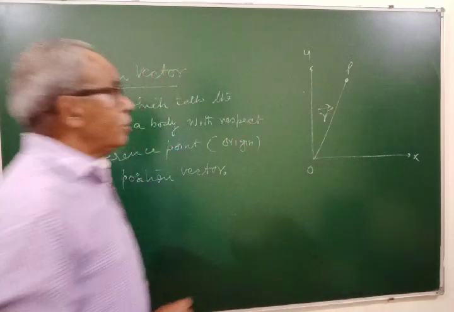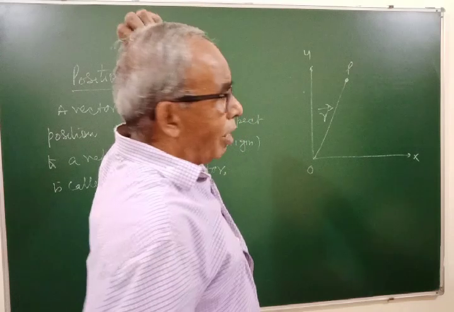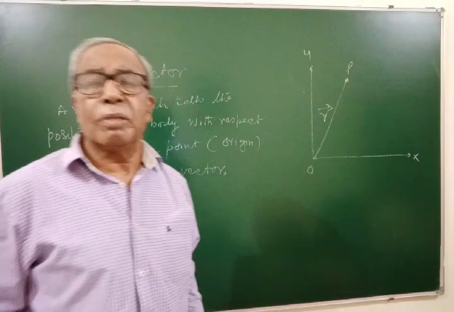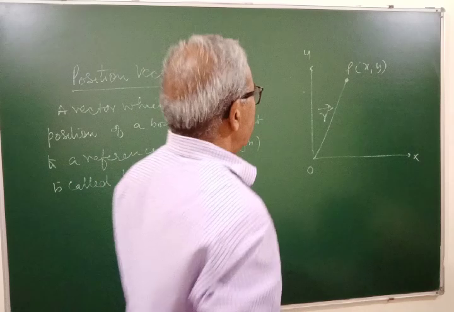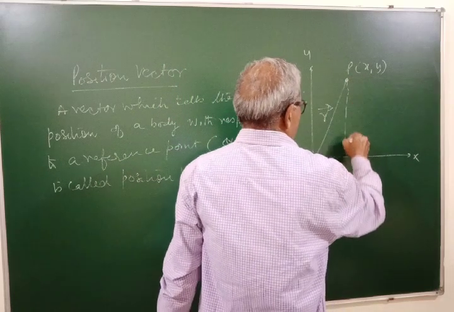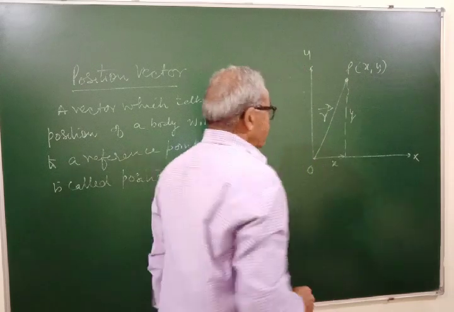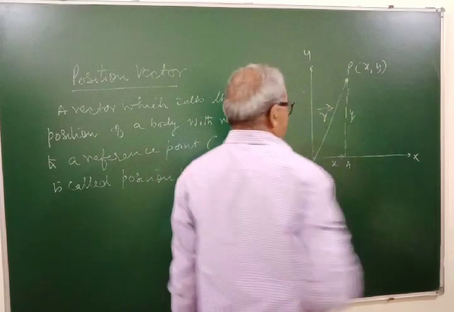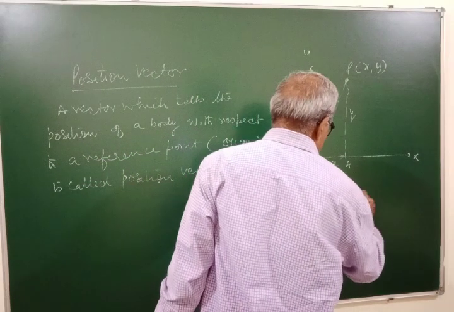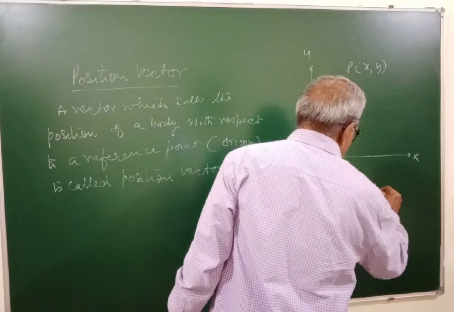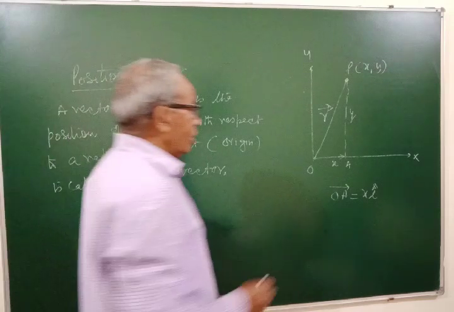You have learned in junior classes about graphs. The position of point P in this XY plane can also be told in terms of coordinates x, y. What does it mean? It means that to reach this point, someone has traveled distance x this way and y this way. This OAP is the path one way. Here we can write OA in vector form as x i cap. I told you i cap is the unit vector along the x-axis.